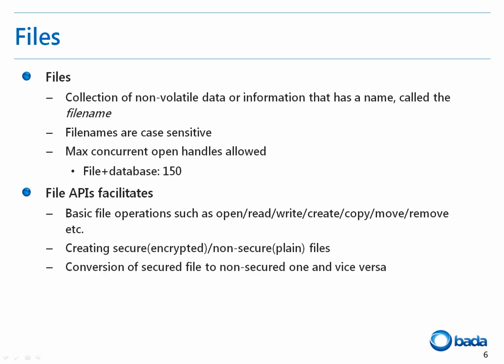A file can be described as a collection of non-volatile data or information and remains available for programs to use after the current program has finished or even after the power goes off. Like directories, file names are also case sensitive. The maximum number of opened file and database file handles is limited to 150. File APIs facilitate basic file operations, such as file open, file read, file write, file creation, file copy, file move, file remove, etc. For extra security, it allows you to create encrypted plain files, along with the conversion mechanism from secure to non-secure and vice versa.